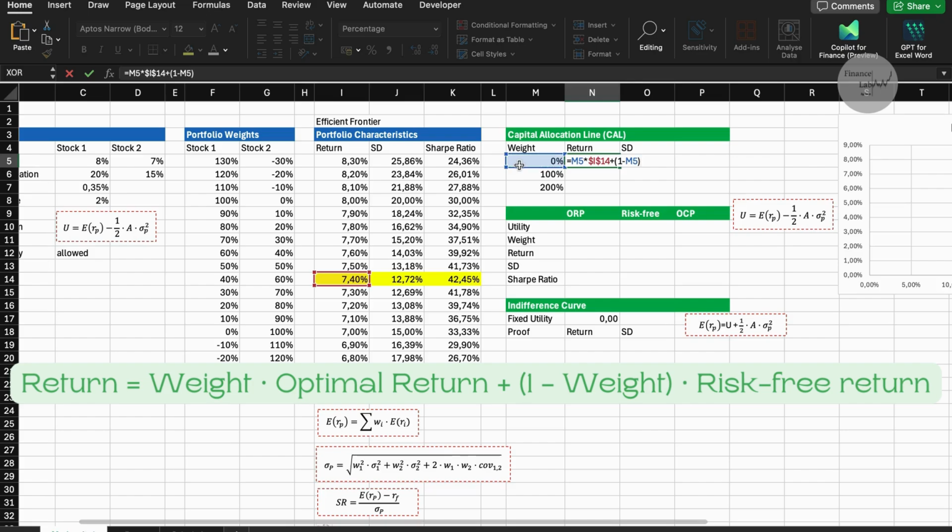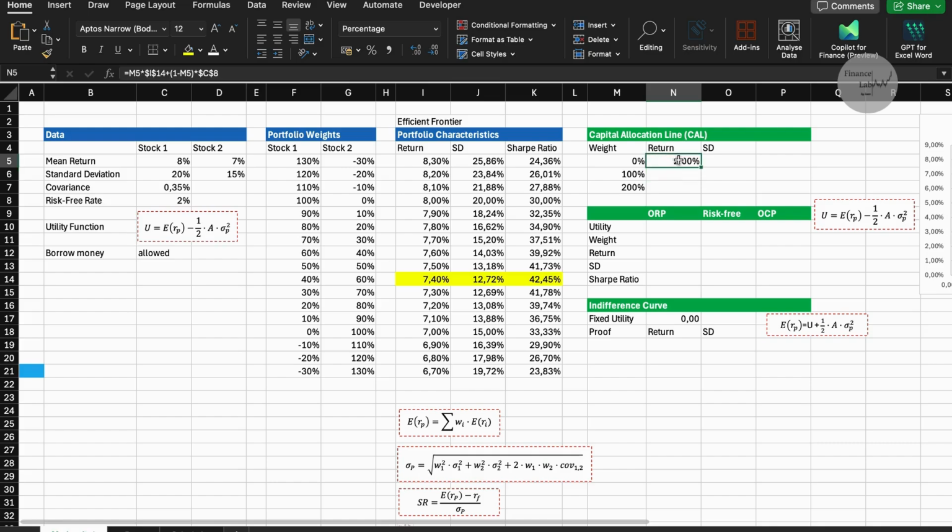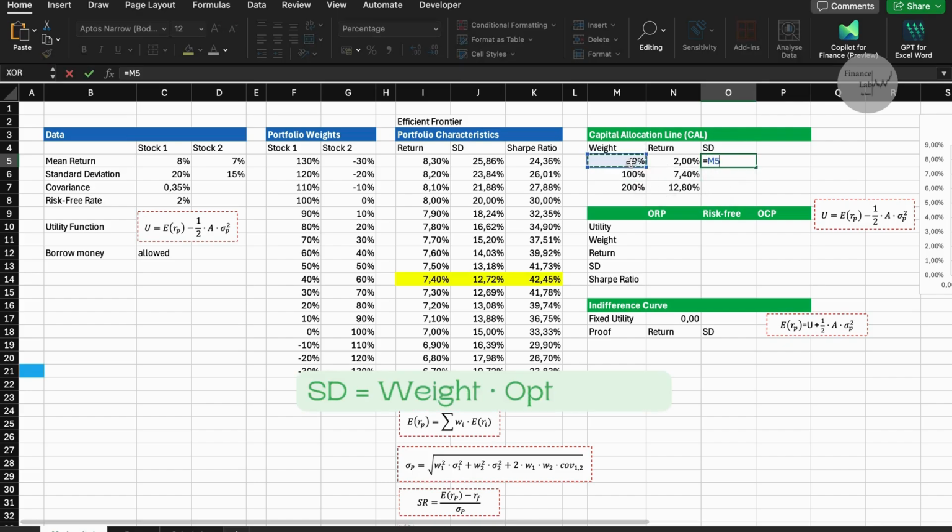I highlighted the optimal risky portfolio in yellow. This portfolio has the highest Sharpe ratio and therefore the steepest capital allocation line, because the Sharpe ratio is the slope of the line. We need to calculate just 3 points on the capital allocation line to plot it.